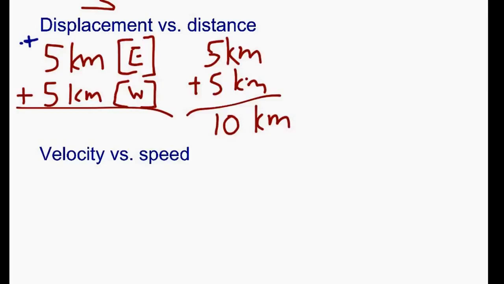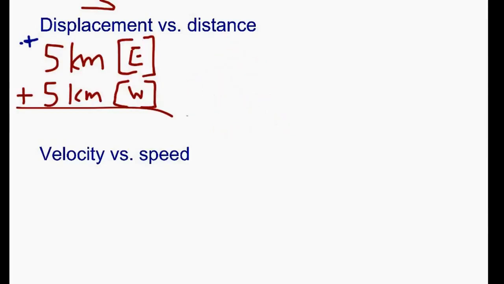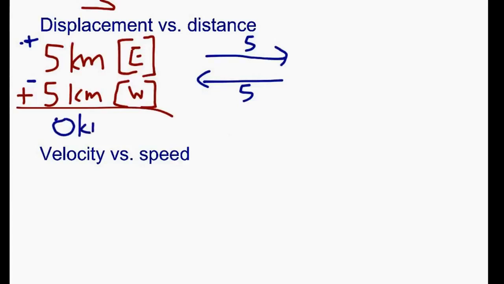Let me just clean this part up. Because if we went 5 kilometers east, that would be like going 5 in that direction. And then 5 kilometers west would be going 5 in the opposite direction. So that would be sort of like our negative. So 5 plus 5 and minus 5 together would be 0.